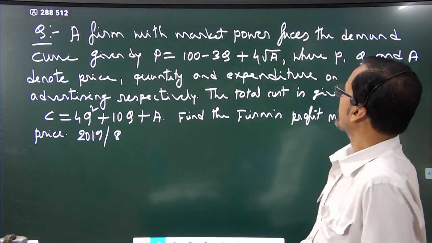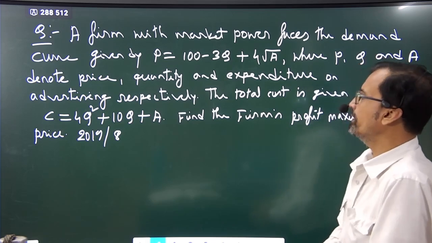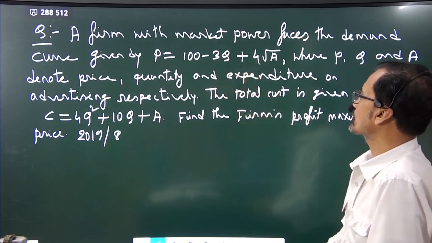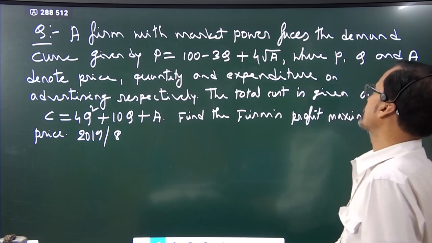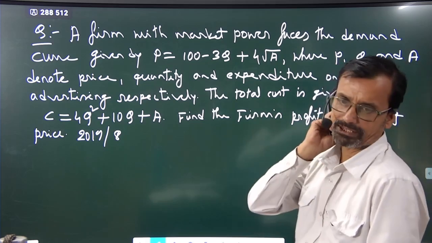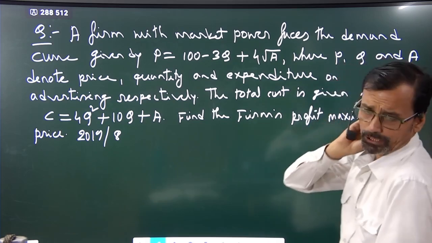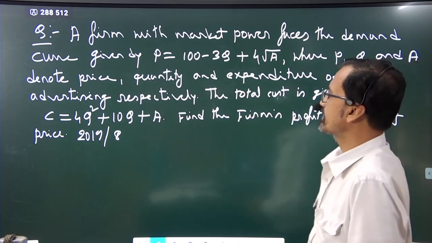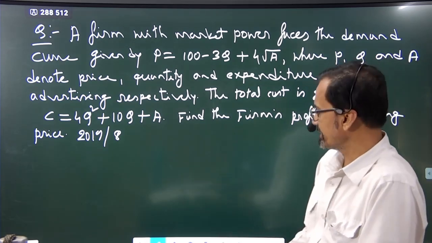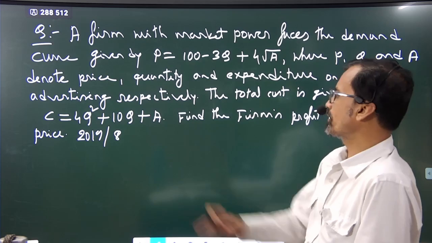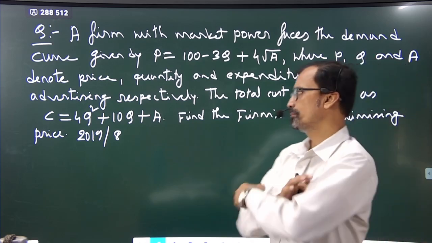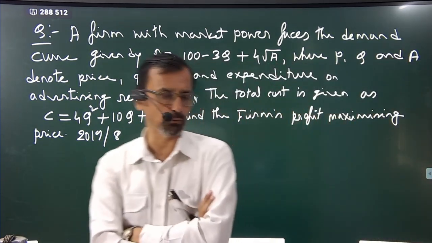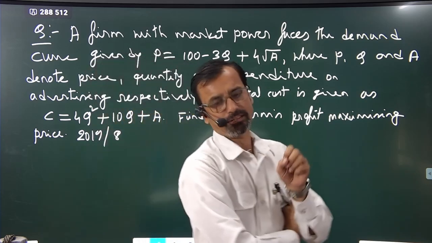Now you see here one question is put in front of us. A firm with market power faces the demand curve given by P equals 100 minus 3Q plus 4 square root of A. This is the demand function given. P, Q and A denote price, quantity and expenditure on advertising, and the total cost function is given as 4Q square plus 10Q plus A. We have to find the profit maximizing price of the firm.